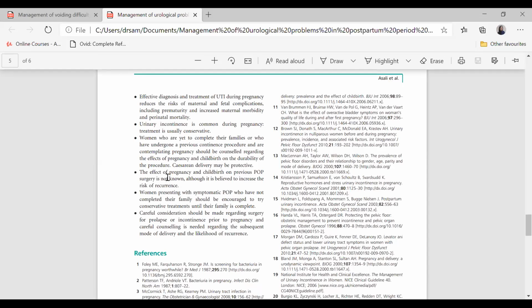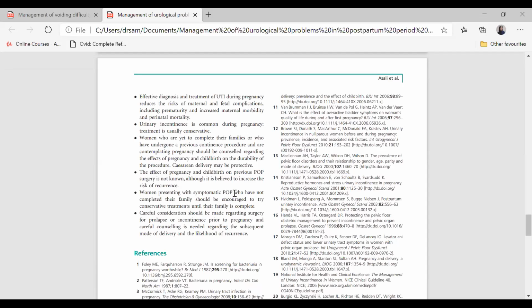The effect of pregnancy on previous POP surgery is not known. Women presenting with symptomatic pelvic organ prolapse. So they talk about prolapse now. So UTI, stress incontinence, detrusor overactivity, because they just said urinary incontinence, it includes both or mixed. And then they come to the organ prolapse. Although they have not written it, incontinence can be a sign of fistula even, so it should be in your list also.